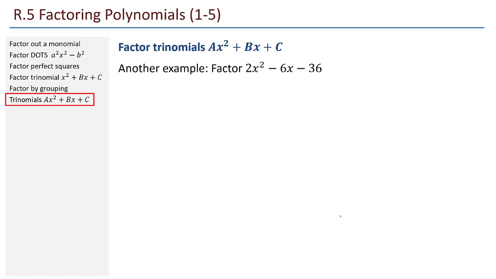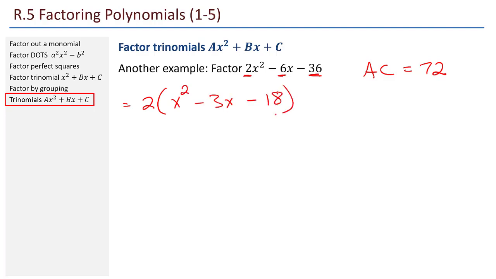Another example. Let's factor 2x squared minus 6x minus 36. Now, you might be tempted to say, okay, multiply the first and the last, a and c. 2 times 36 equals 72. But wait, there's something else that we should do first. Did you notice that 2, 6, and 36 all have a common factor of 2? So actually the first thing I should do is factor out the 2. So 2 times, and I'm left with x squared minus 3x minus 18. And this becomes a simpler problem.